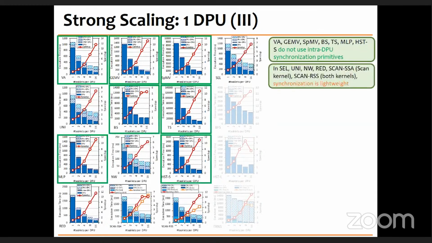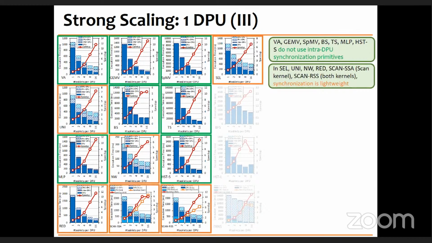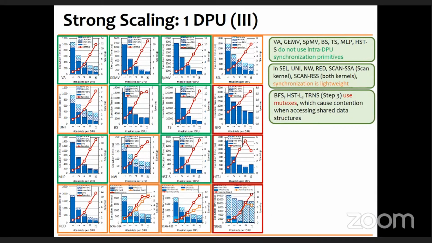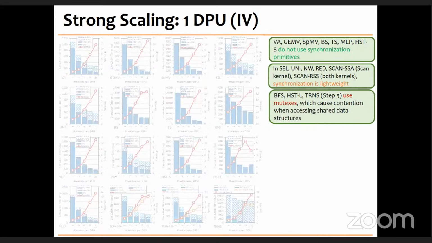This is also quite slow. Okay, yeah. More observations. Some of the workloads don't use intra-DPU synchronization primitives, which is great for their scalability. In other cases, for example, these ones here, there is synchronization, but it is pretty lightweight, so it's not really affecting the scalability, while in other cases, the scalability is limited because we are using more complex ways of synchronizing different tasklets, like, for example, mutexes for these 3 benchmarks that are surrounded by a red square.